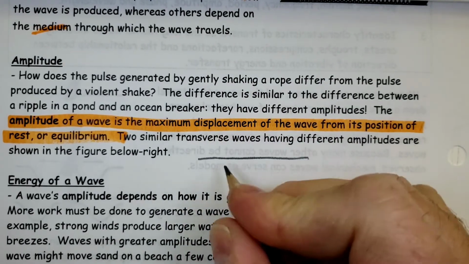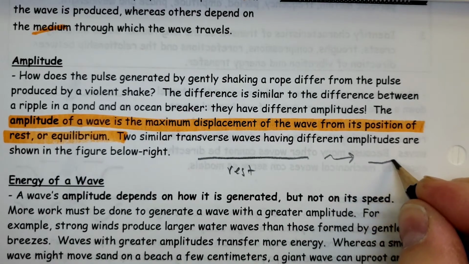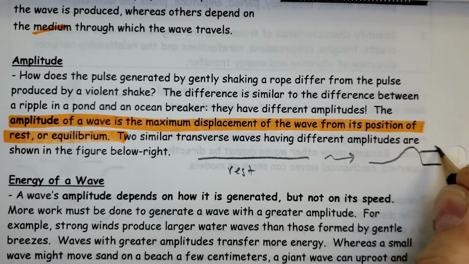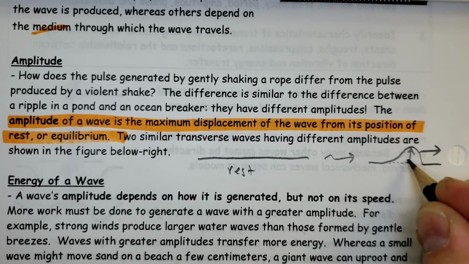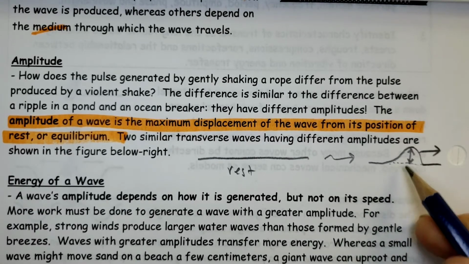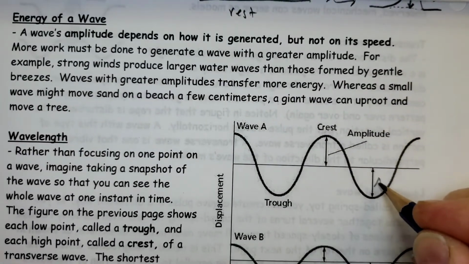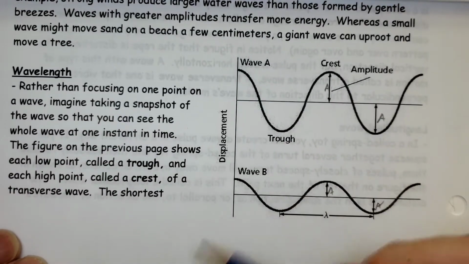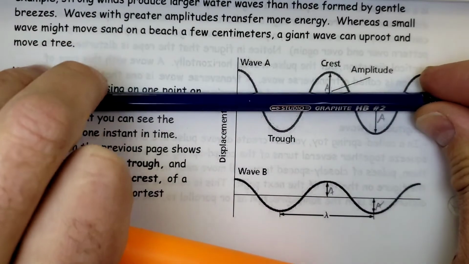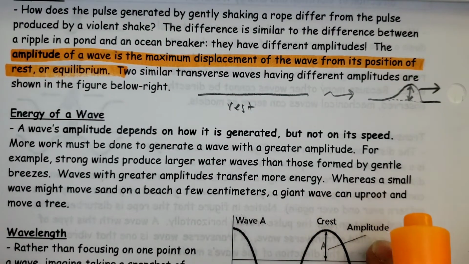So if this is the rest position, and then I make a flick of the wrist here, so a transverse wave, the amplitude would be this. How far away is it from the rest position? So the amplitude would be here. Or if I'm looking at this wave, this would be the amplitude, amplitude, amplitude. How far it is from the rest position. So the rest position is an amplitude of 0. Shaking it, it has a certain maximum distance from that.